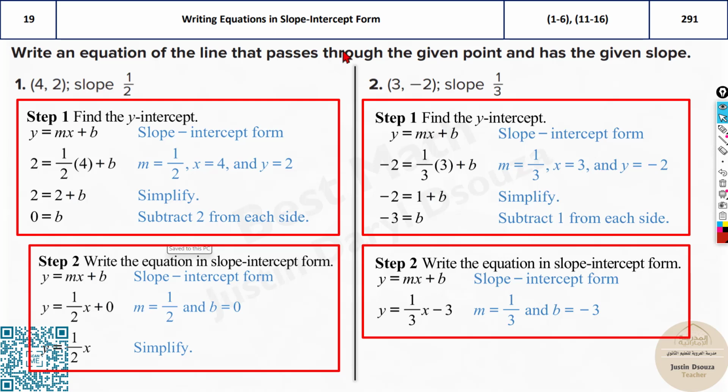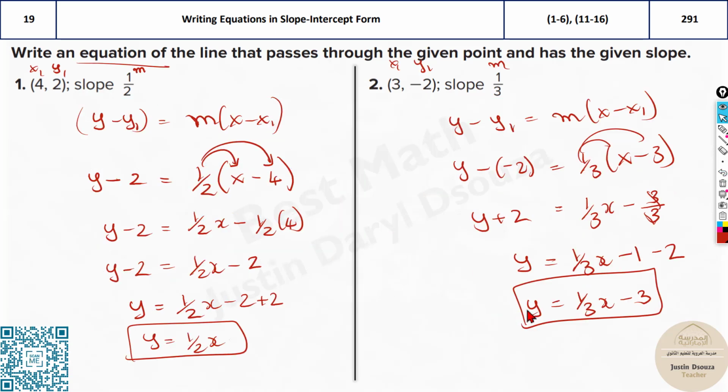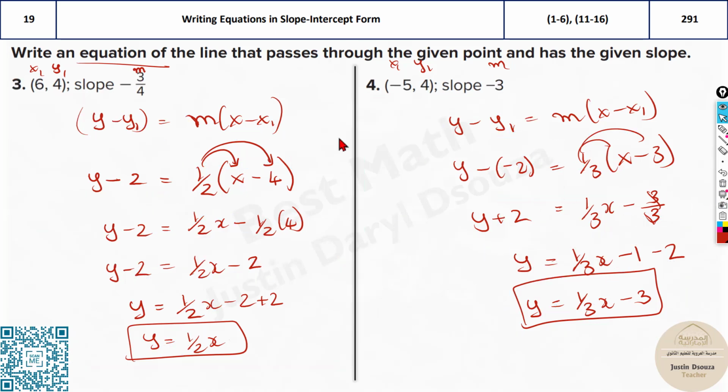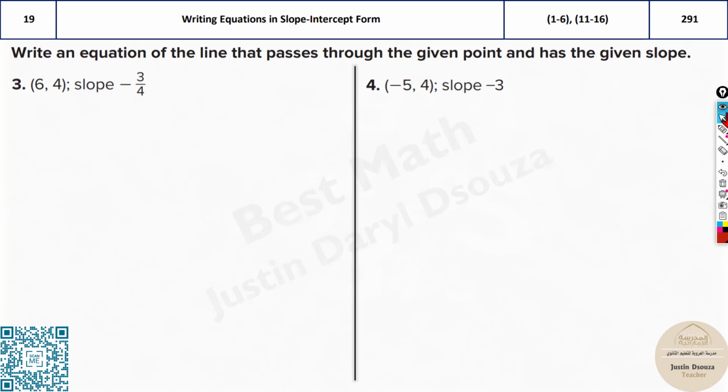These are the answers. You can do this method by finding the b value, that's the y-intercept, and then the equation. Or you can just follow the method which I have done over here with a single formula. The reason why this method is important is when the slope is not given, then we tend to use this method because this will be easier. We will see in the other problems.